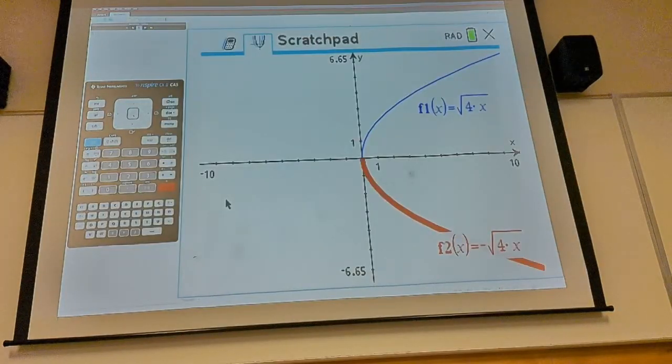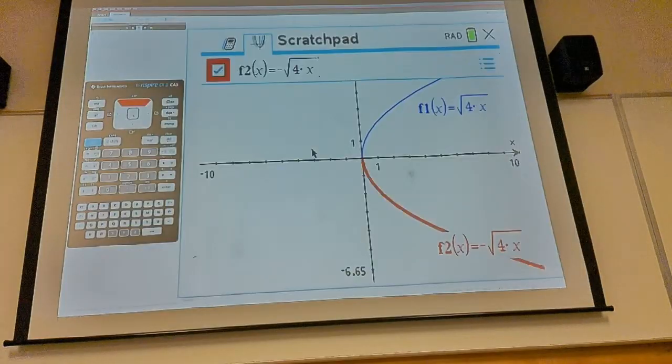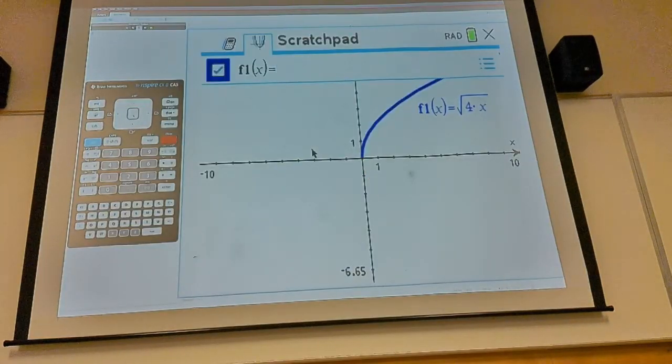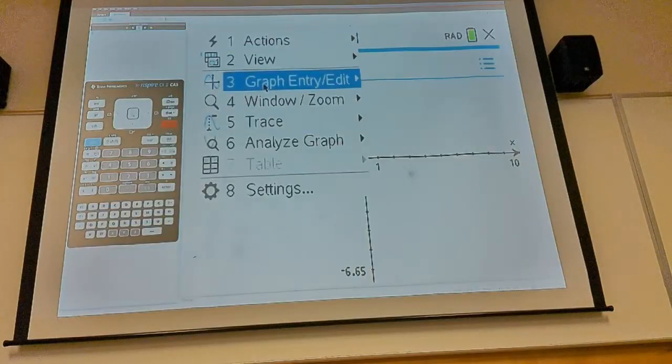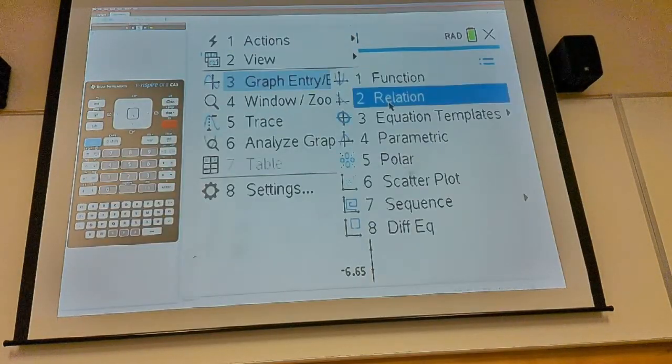You'd have to plot both positive root 4x and negative root 4x. That would get you y squared equals 4x. But that's really messy. There is another option. Menu, graph entry, relation.